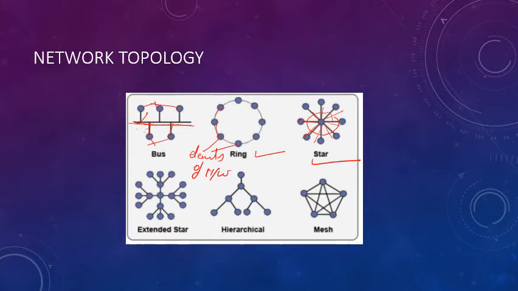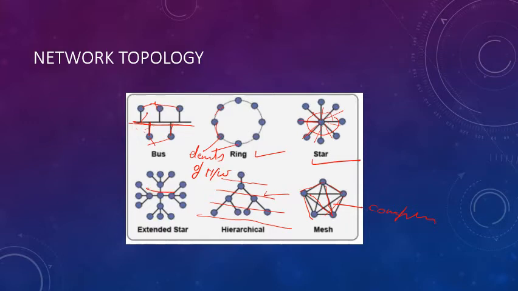Hierarchical topology, when computers are connected in the hierarchical, this one parent-child relationship, then that is known as what? The hierarchical. Mesh is also known as a complete topology, when each computer is connected with one and another. That type of topology is known as what? The mesh topology.